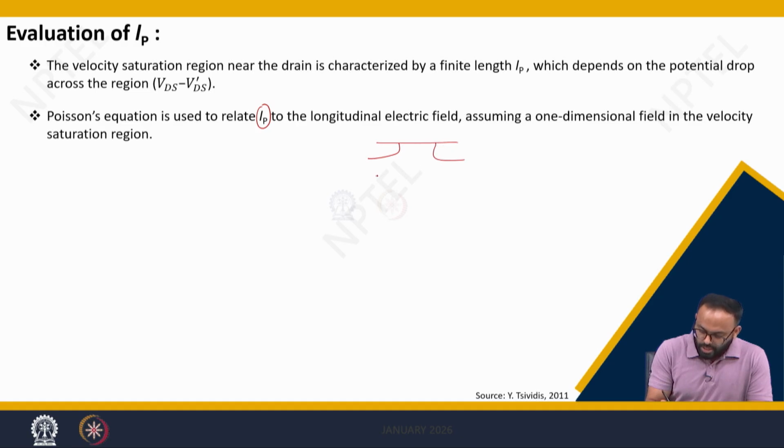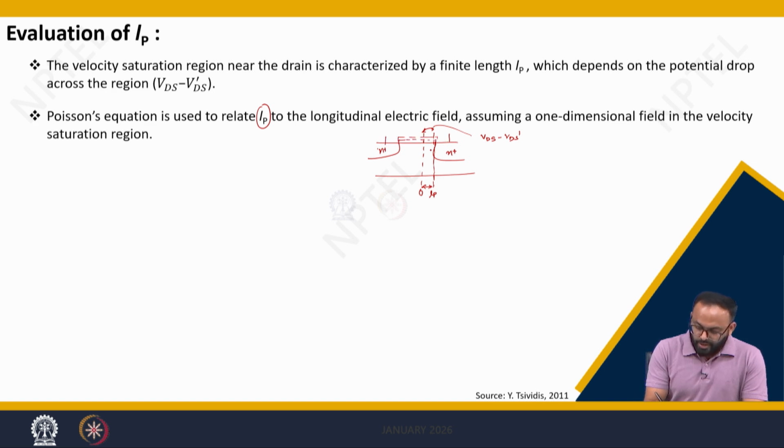So, I am redrawing the structure, mentioning this point and this point. Let us consider, for the sake of simplicity, this point is 0 and this point is LP. Over this LP length, the voltage drop is VDS minus VDS dash. This is drain, this is source.